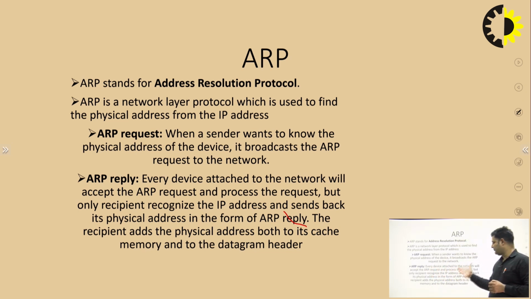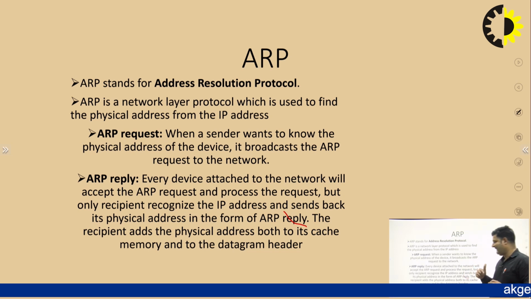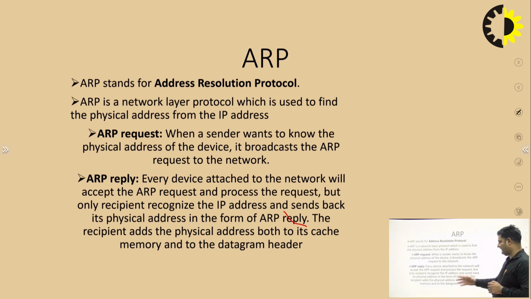Every device attached to the network will accept the ARP request and process it, but only the recipient that has that IP address gives the reply back in the form of the ARP reply packet. They put their physical address into the ARP reply packet. The recipient adds the physical address to both memory and the datagram header.